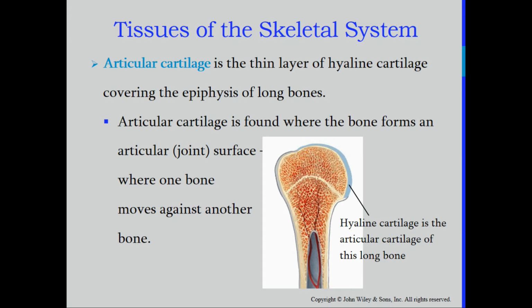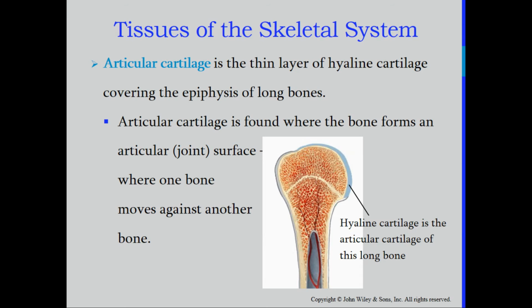Articular cartilage is at the ends and covers the ends of the bones. This is made of hyaline cartilage. It covers the epiphysis of the bones, again, the ends. Articular cartilage is found where bone forms an articular surface or a joint. So anywhere you have a bone that joins another bone, that is called an articular surface. So where the head of your femur fits into the socket in your pelvis, that is an articular surface.